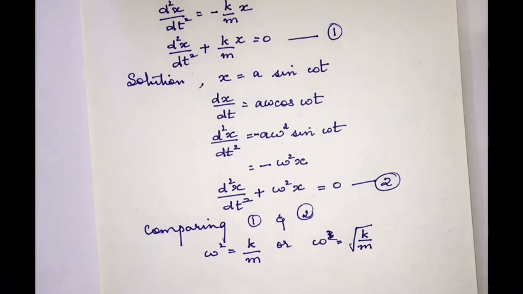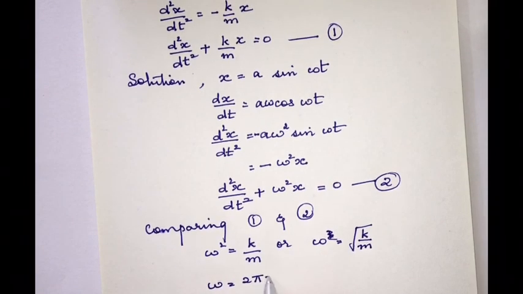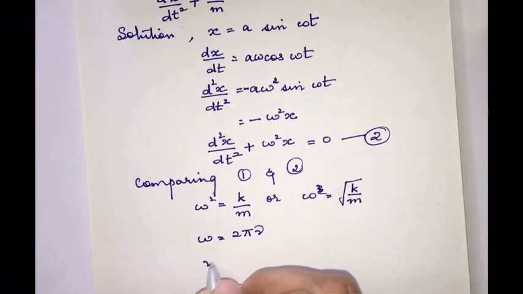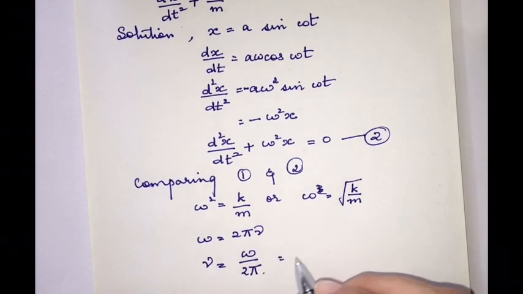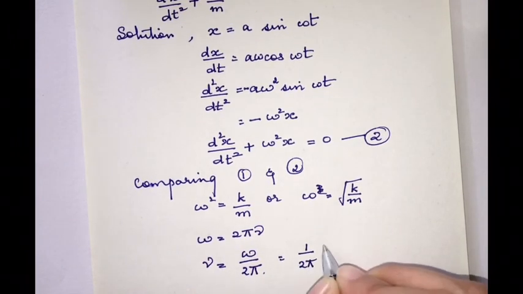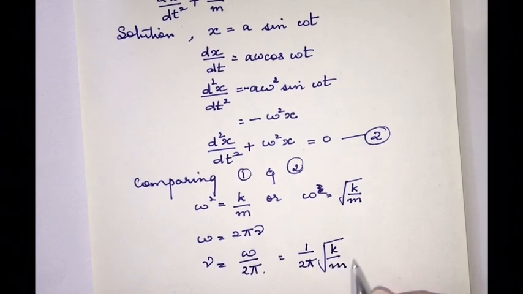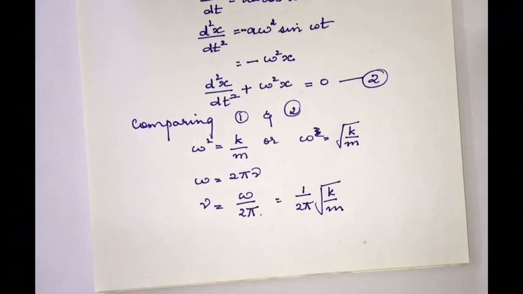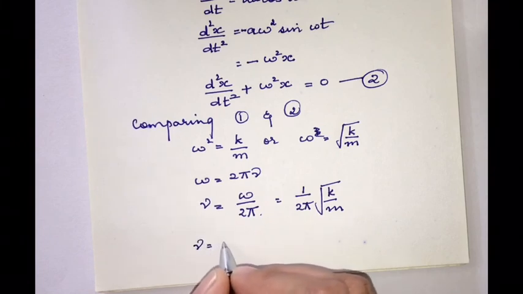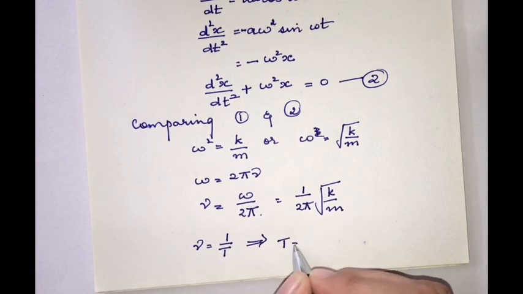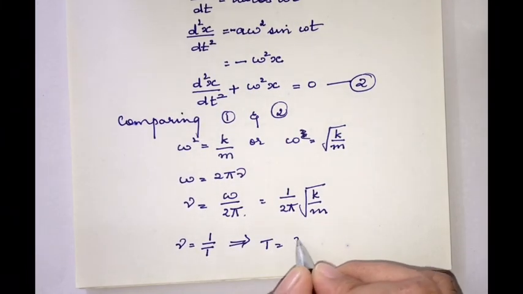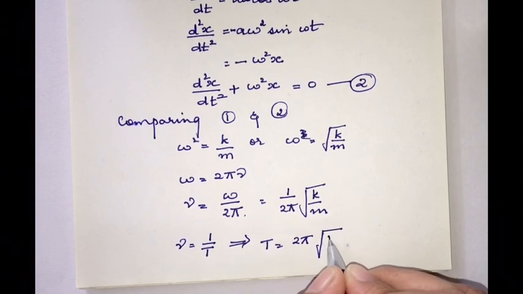In the previous video, we saw that this omega can be related to frequency as omega is equal to 2 pi nu, or nu is equal to omega by 2 pi. Now, we know omega is square root of k by m. So, I can write nu is equal to 1 by 2 pi square root of k by m. And we also know that nu is related to time period as nu is equal to 1 by T, or T is equal to 1 by nu. So, T is 2 pi into square root of m by k.